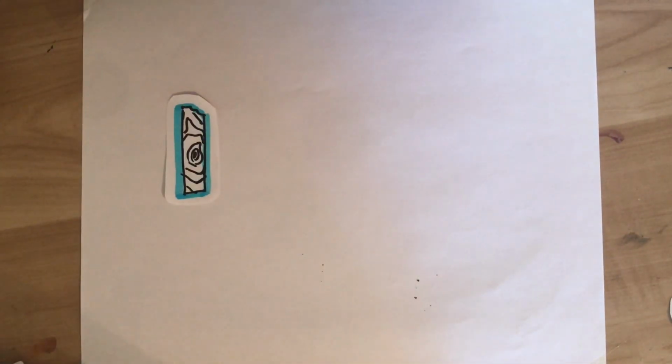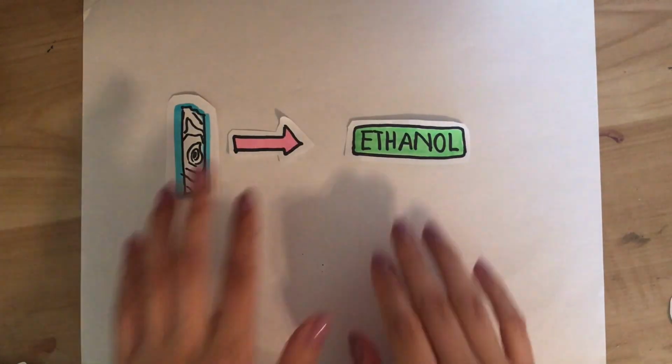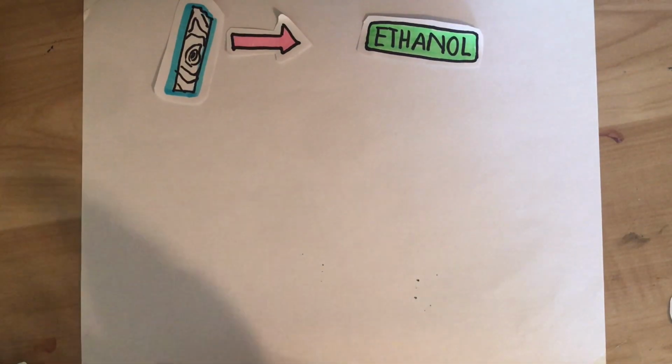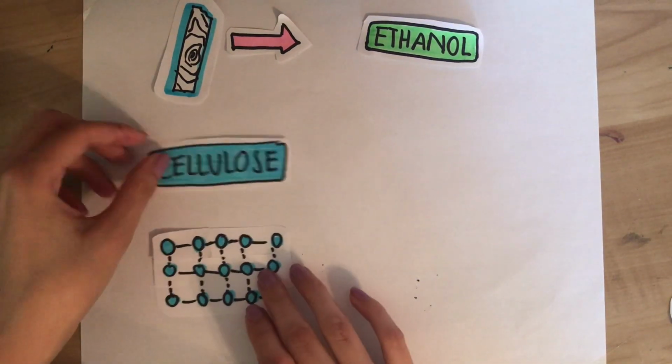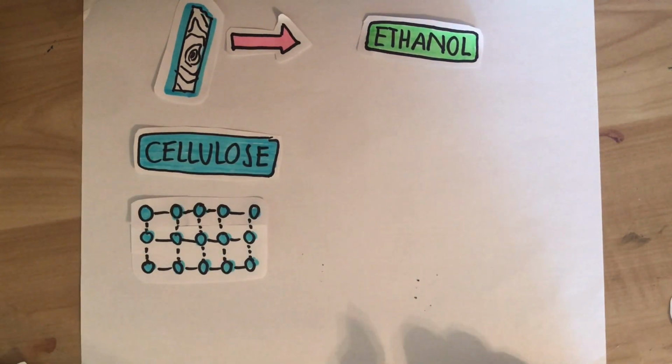But first, how do we go from wood to ethanol? First, we have to start out with the cellulose. Structurally, cellulose looks like this. It has very compact molecules which aid in the rigidity of plants, such as trees.